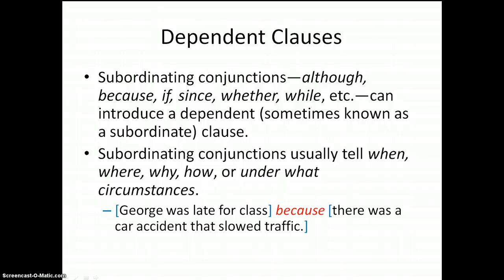So, George was late for class. Why was George late for class? Because, there's our subordinating conjunction, there was a car accident that slowed traffic. Notice that without the because, there was a car accident that slowed traffic could stand on its own. But because we put that because, that subordinating conjunction, it becomes a dependent clause.